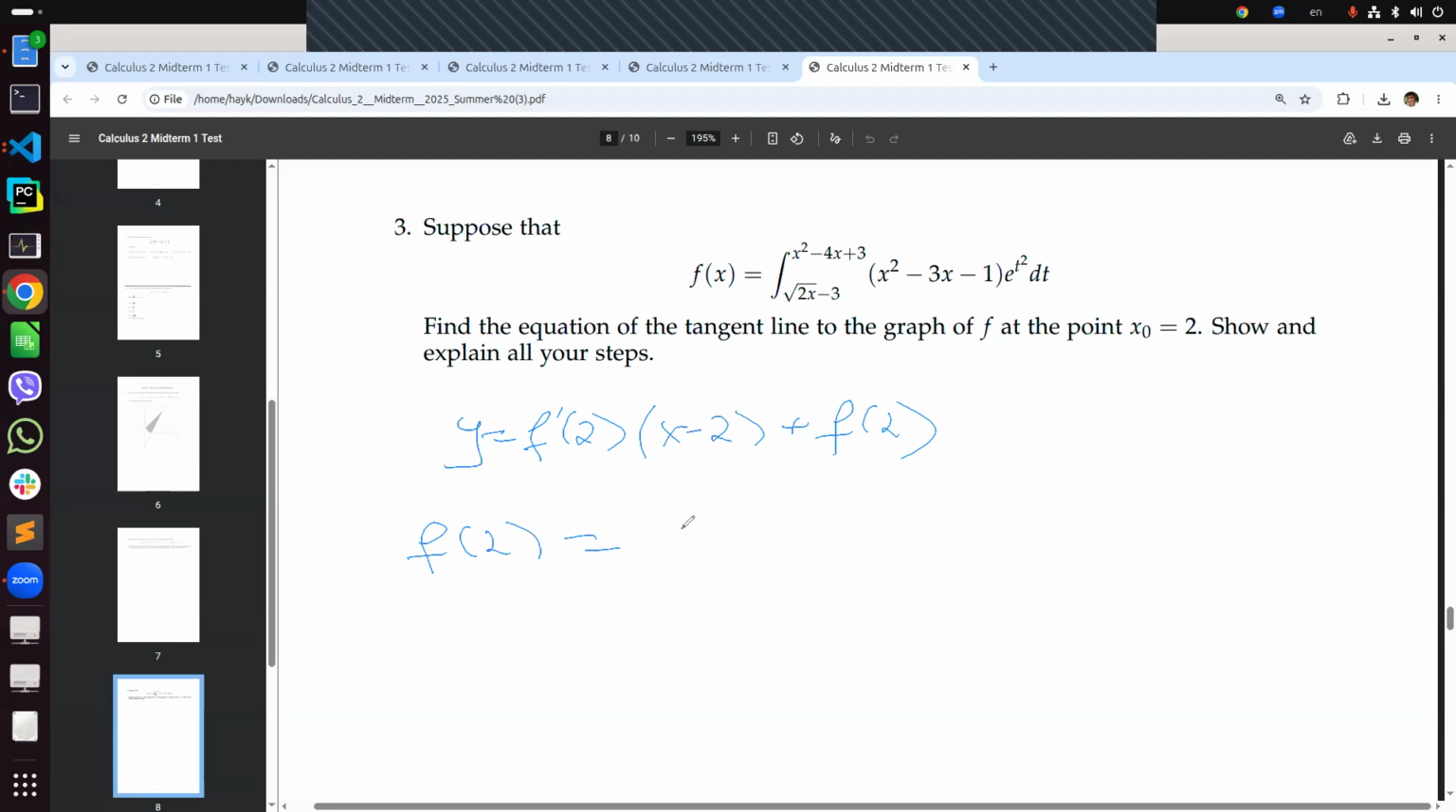Plugging in 2, we get the integral, 2 squared is 4, minus 8 plus 3. And below we have root of 4 minus 3 of something. So we have to integrate from -1 to -1 of something. And the integral from -1 to 1 is always 0. So f(2) is 0.